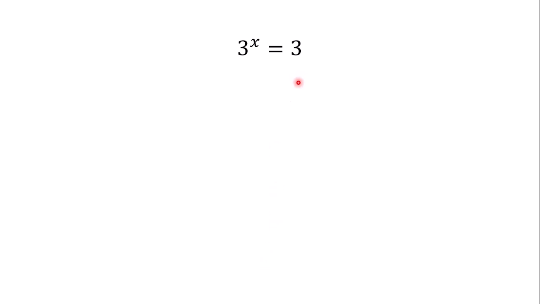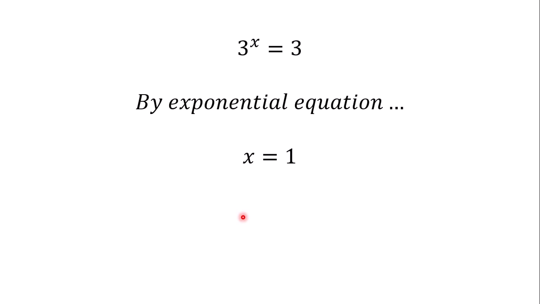3 raised to the power x is equal to 3. Now, this one is very simple. You know, the power of this one, when it is not written, it is 1. Okay, so by exponential equation, x is equal to 1. So therefore, the value of x from the original equation is -1 or +1.